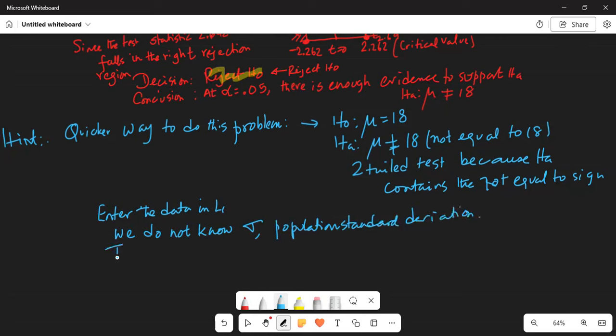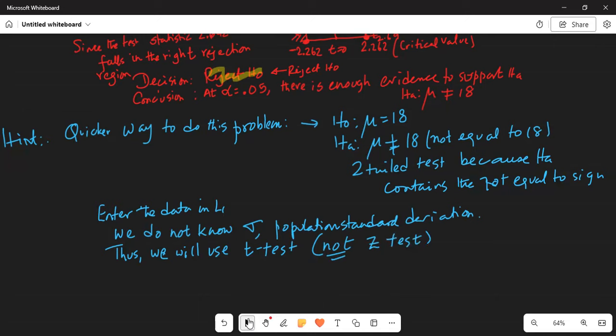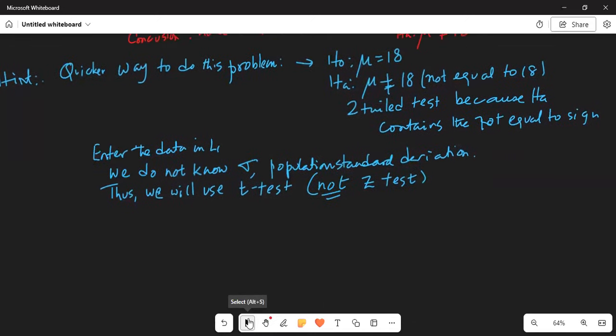Thus, we will use a t-test, not a z-test. This is very important because we do not know the population standard deviation. Okay, so we have entered the data in L1. Now, how to do it quickly in the calculator.